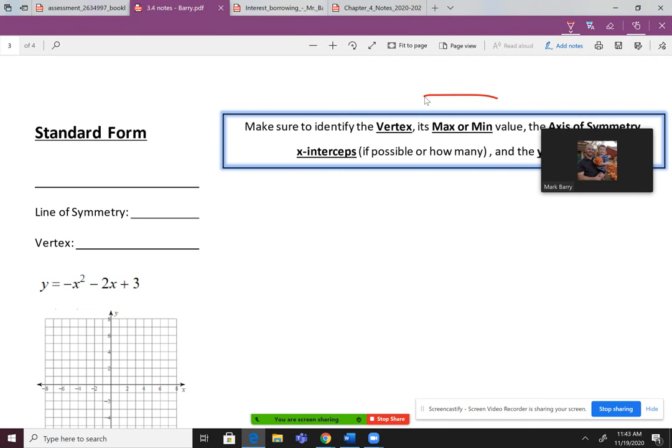Right. So standard form, here we go. Y equals ax squared plus bx plus c. That's what it is. Ax squared plus bx plus c. Easy as ABC.